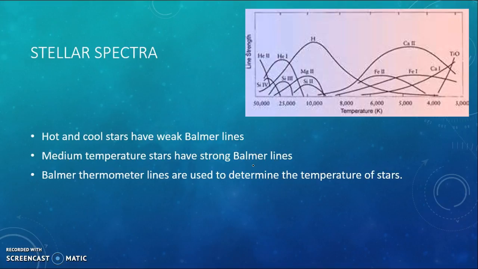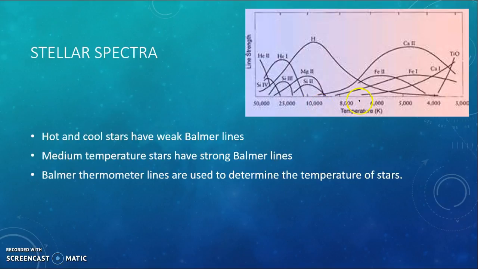Balmer lines are used to determine the temperature of the star. So if it ends up having a strong hydrogen line, right here, then typically the temperature of the star is going to be roughly about 10,000 Kelvin.